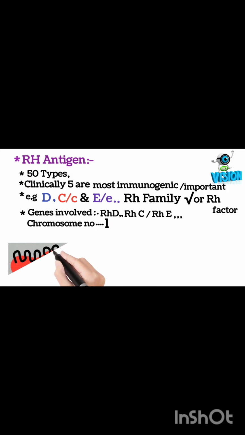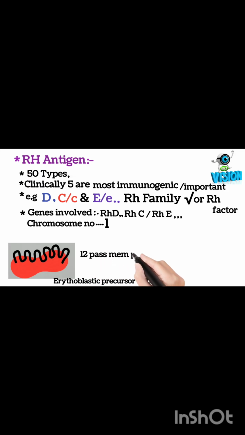Here let me show you the basic structure of the Rh antigen. Suppose this is an erythroblastic precursor cell, meaning an underdeveloped RBC having a well-defined nucleus, and it has a 12-pass transmembrane protein polypeptide chain because it passes 12 times through the membrane. This polypeptide chain has an amine group towards the inner side, and on the other side it has a carboxyl group. These two groups lie towards the intracellular surface.